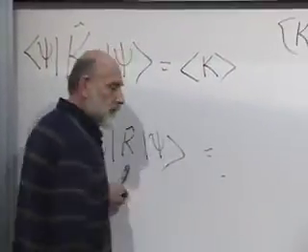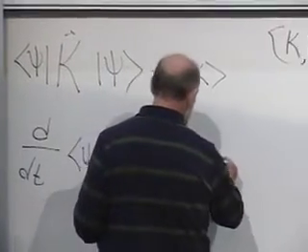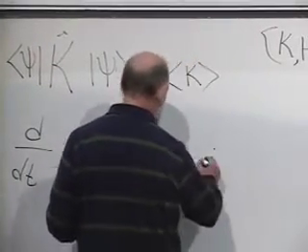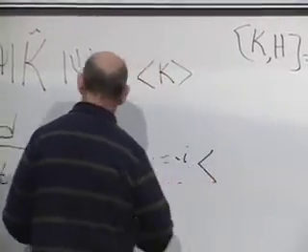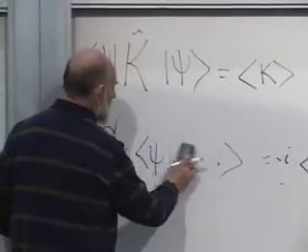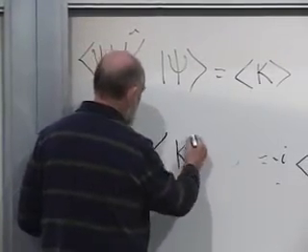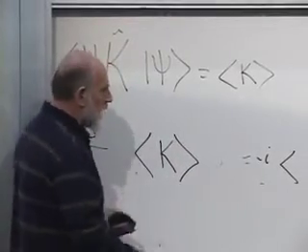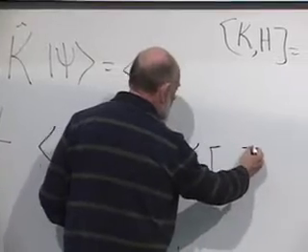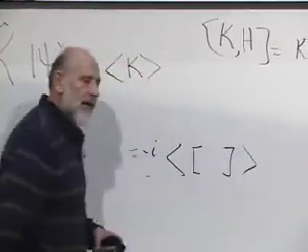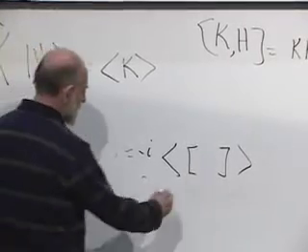Now I've erased it and I don't remember what it was. Minus i or plus i? Minus i. Let's just write it this way: the time derivative of the expectation value of k is minus i times the expectation value of the commutator. Now, is it h with k or k with h? K with h.